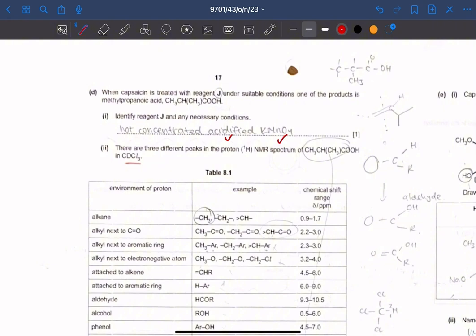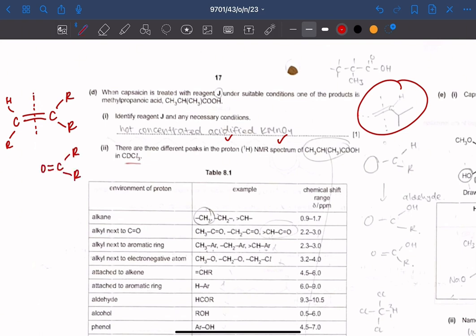This is something that we learn in our AS syllabus, where when a double bond breaks, it forms... Let's redraw it. If the double bond is formed with R and R, and this is H and R group, the double bond is broken when reacted with hot acidified KMnO4 to form CRR, which is a ketone, and COHR, which is further oxidized to form a carboxylic acid.